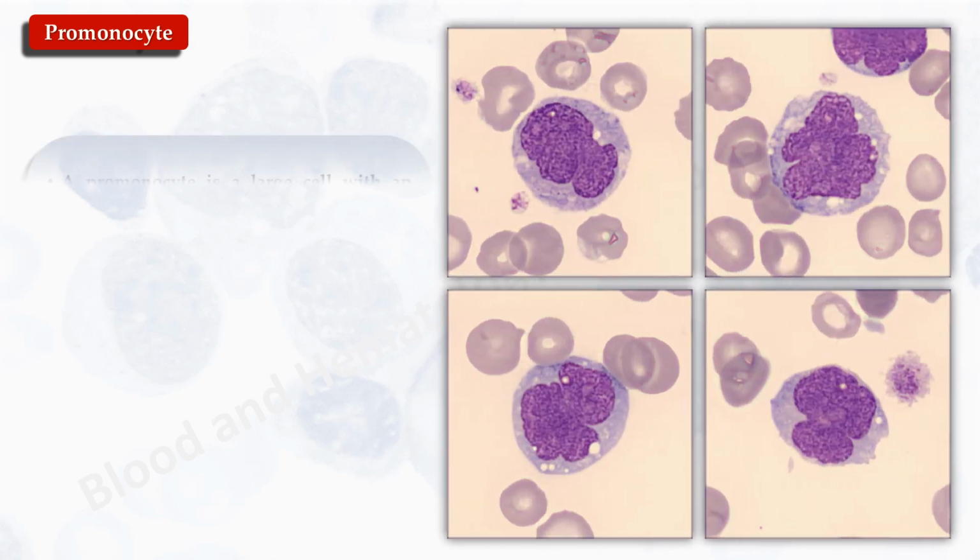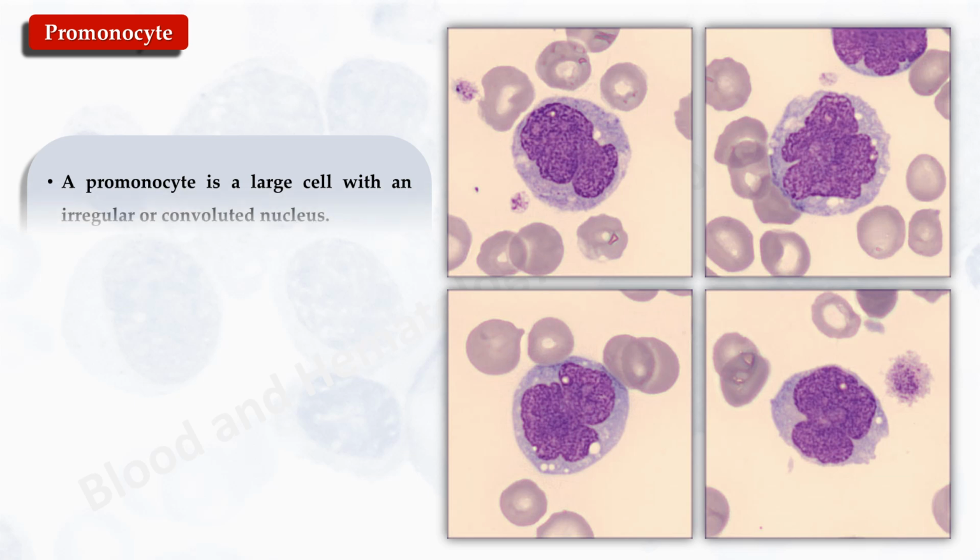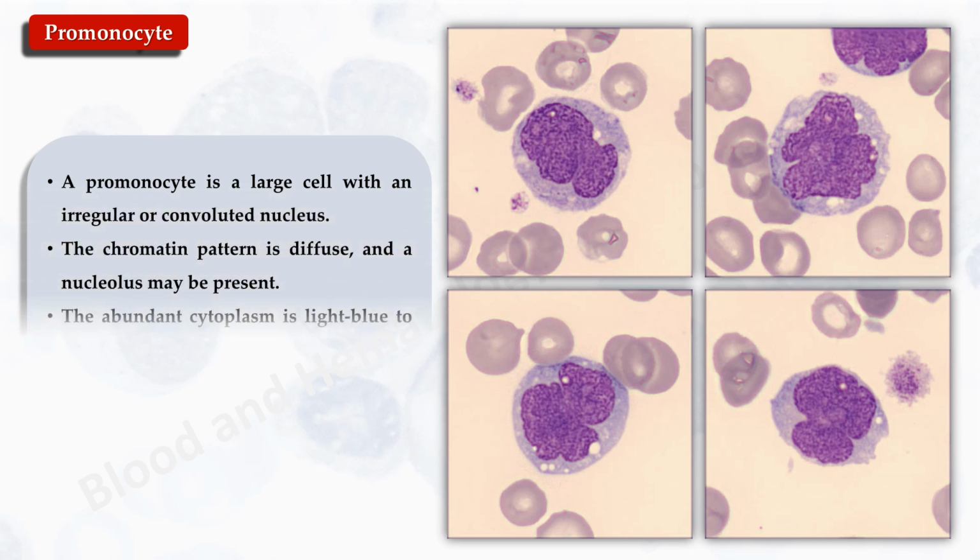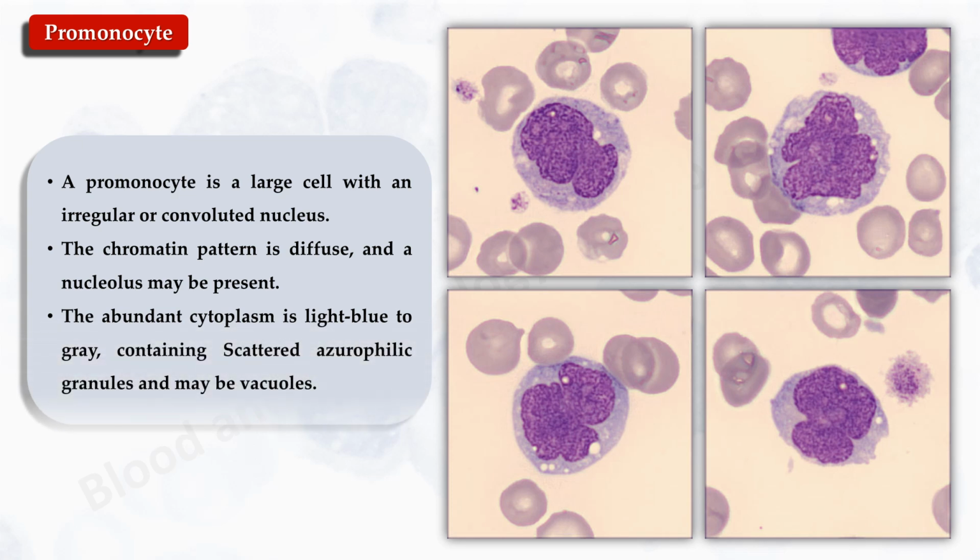A promonocyte is a large cell with an irregular or convoluted nucleus. The chromatin pattern is diffuse, and a nucleolus may be present. The abundant cytoplasm is light blue to gray, containing scattered azurophilic granules and maybe vacuoles.